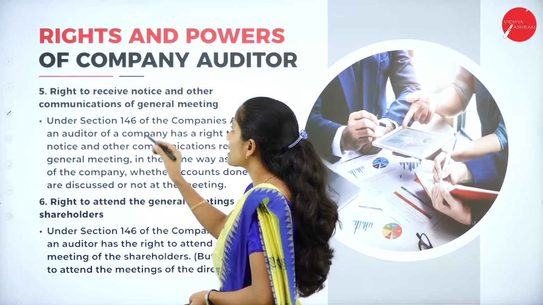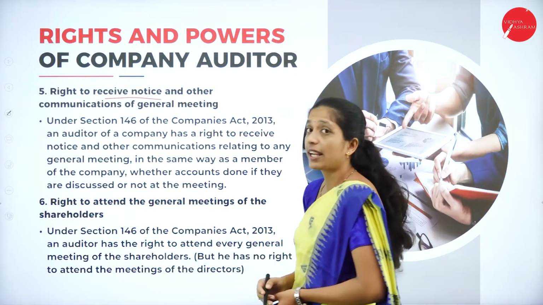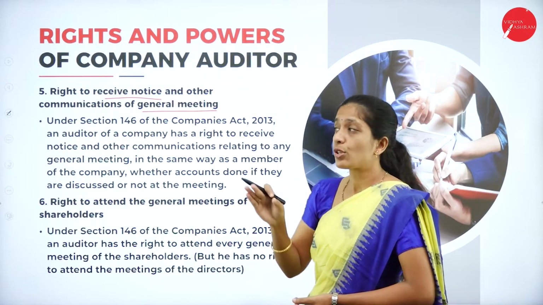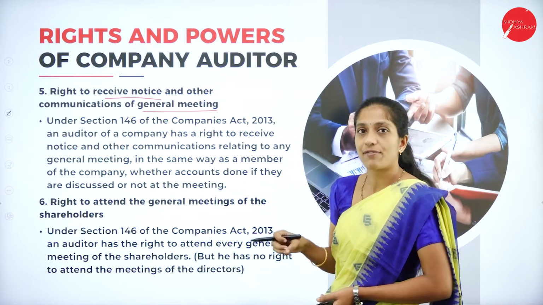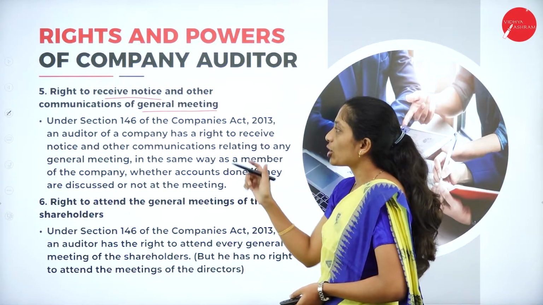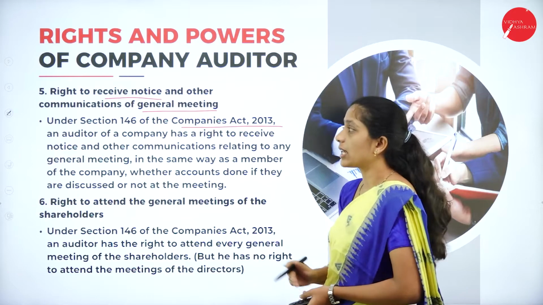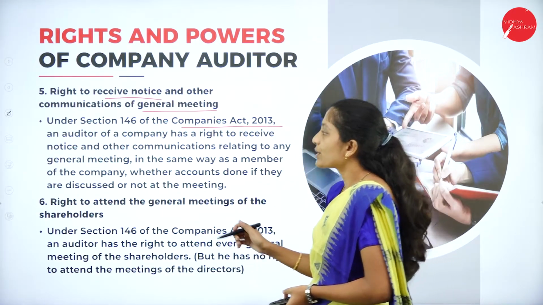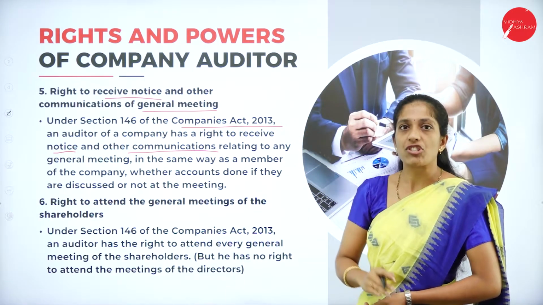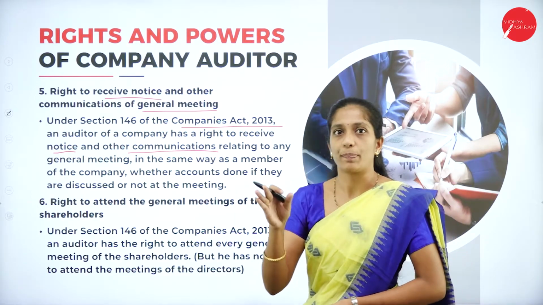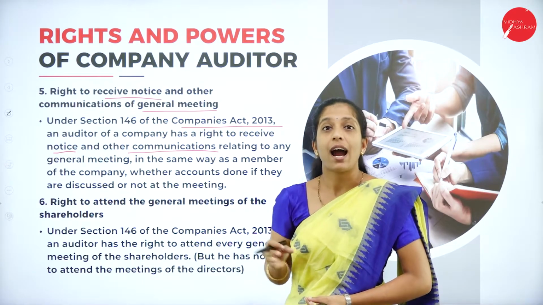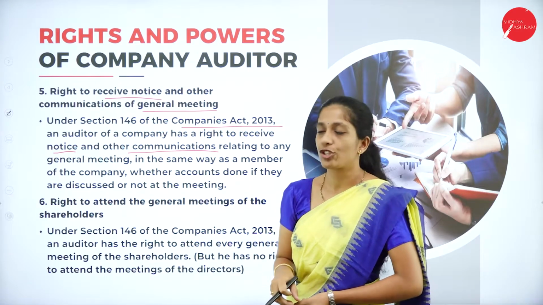Next right is right to receive notice and other communications of general meeting. So, of course, a general meeting will be held in the company. Here an auditor has a right to receive notice and other communication relating to the general meeting. So, under section 146 of the Companies Act 2013, an auditor of a company has a right to receive notice and other communications relating to the general meeting. So, if any general meeting has been held and the auditor is not present in that meeting, in that situation the auditor has a right to receive notice and the information of what has been explained in the general meeting.